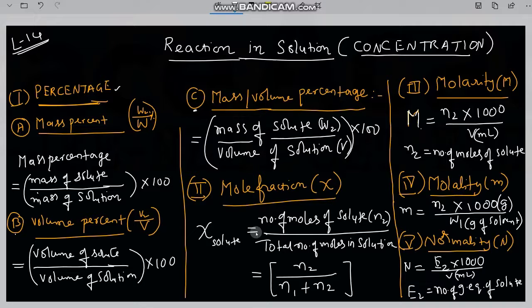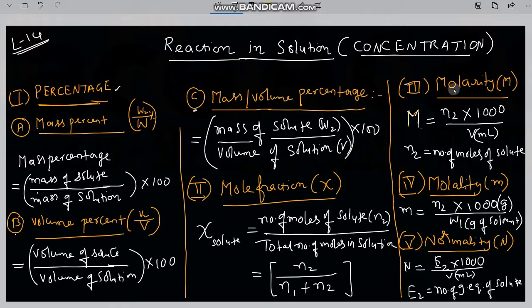Mole fraction of solute is equal to number of moles of solute N2 by total number of moles in the solution. That can be obtained by summing the number of moles of solvent and number of moles of solute. So the formula is N2 by N1 plus N2. If it is asked for solvent, it is N1 by N1 plus N2. But in this, the total sum of the mole fractions of all the components will always become unity. That is also a most important point.